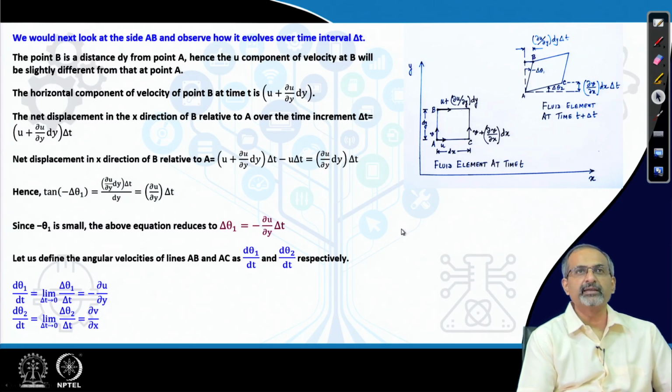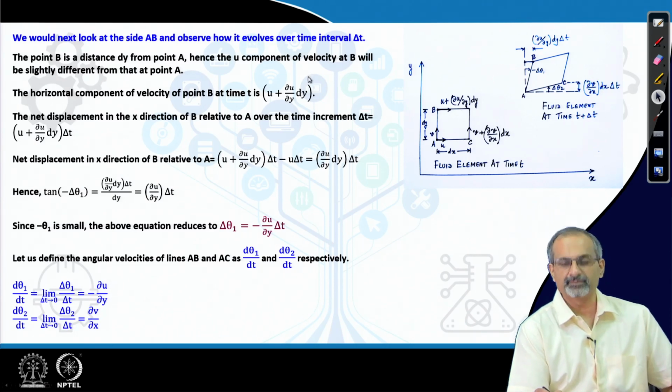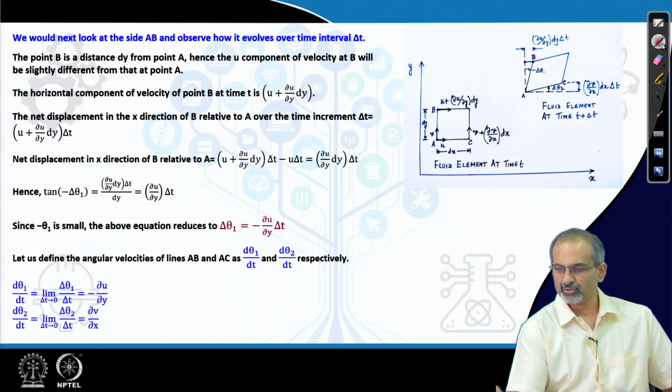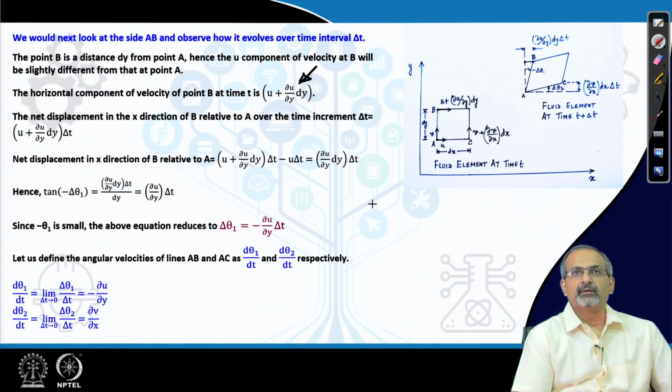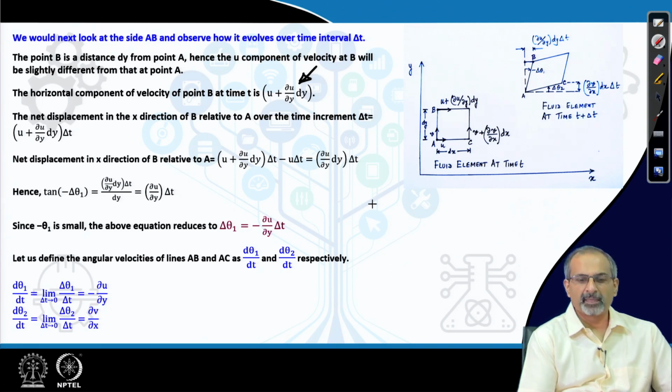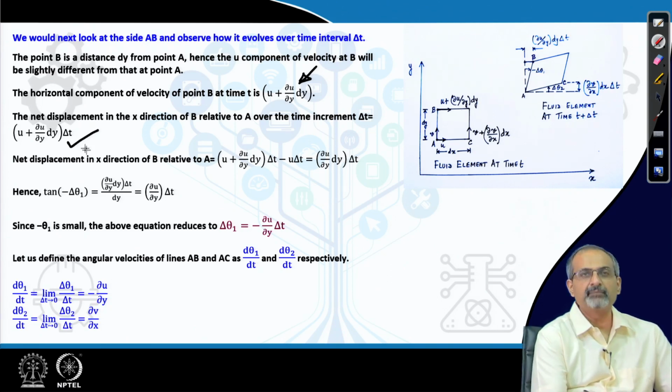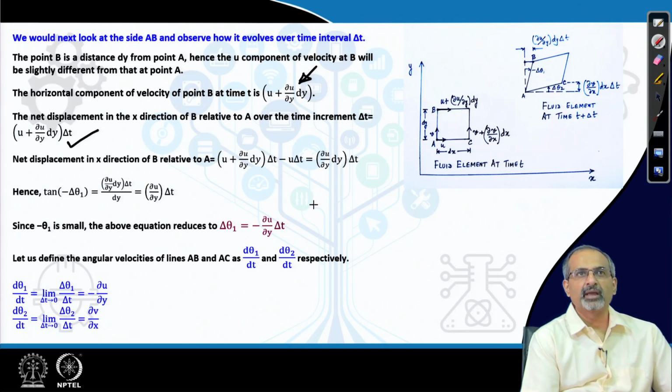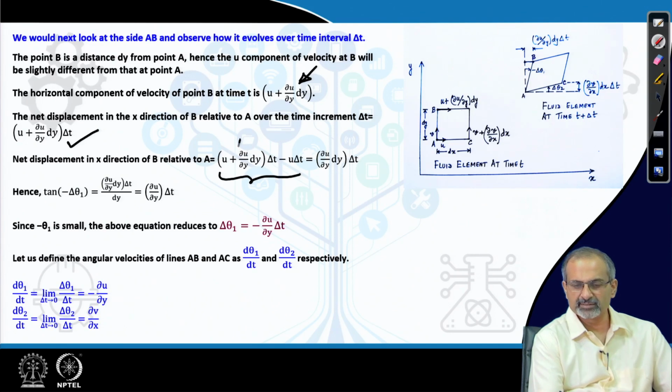Now, if you look at the side AB and observe how it is evolving over time delta t, here we are more concerned about the u field. So, when you look at the u field, this is the velocity which was existing at the point B at time t, and when it applies for delta t time, that is how much it will move, and with respect to A, it would move by this amount. So, this is the displacement of B, this is the displacement of A.